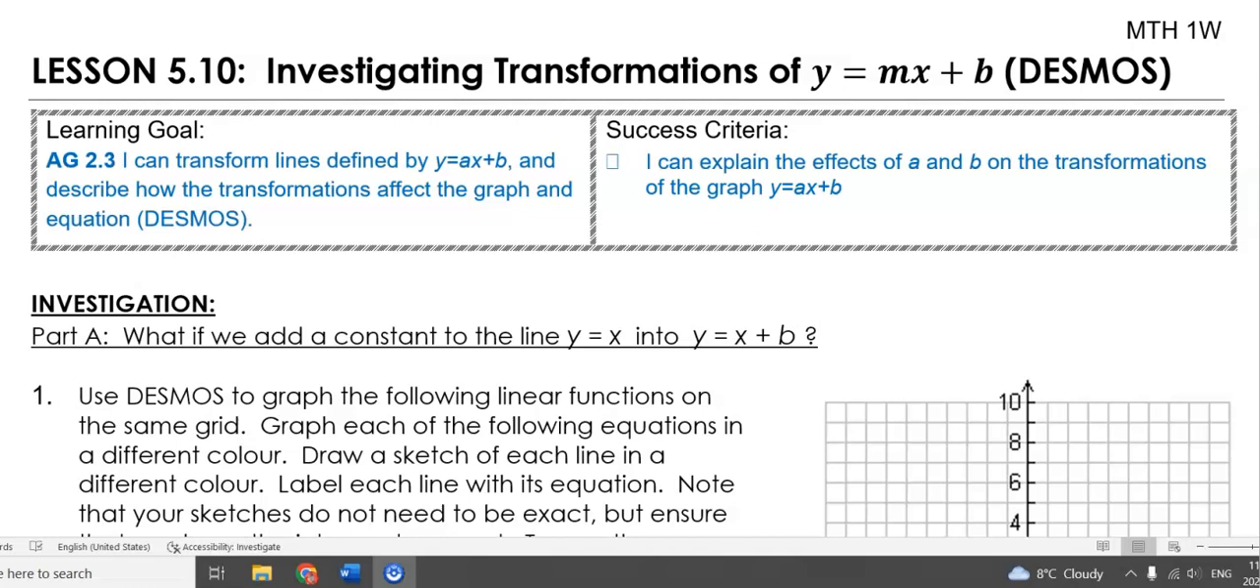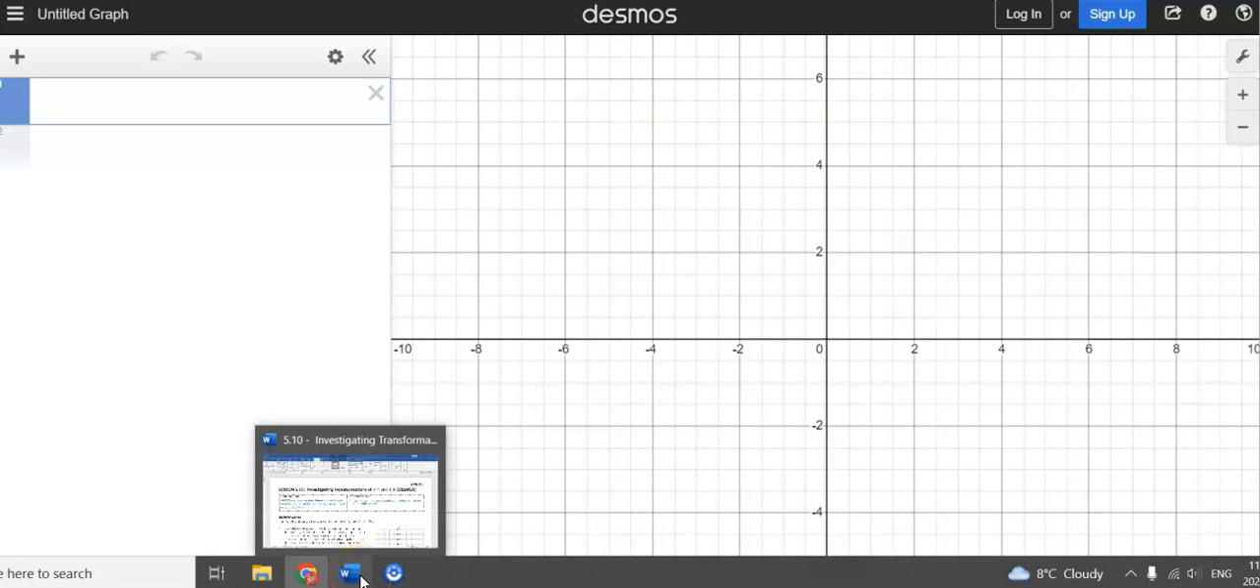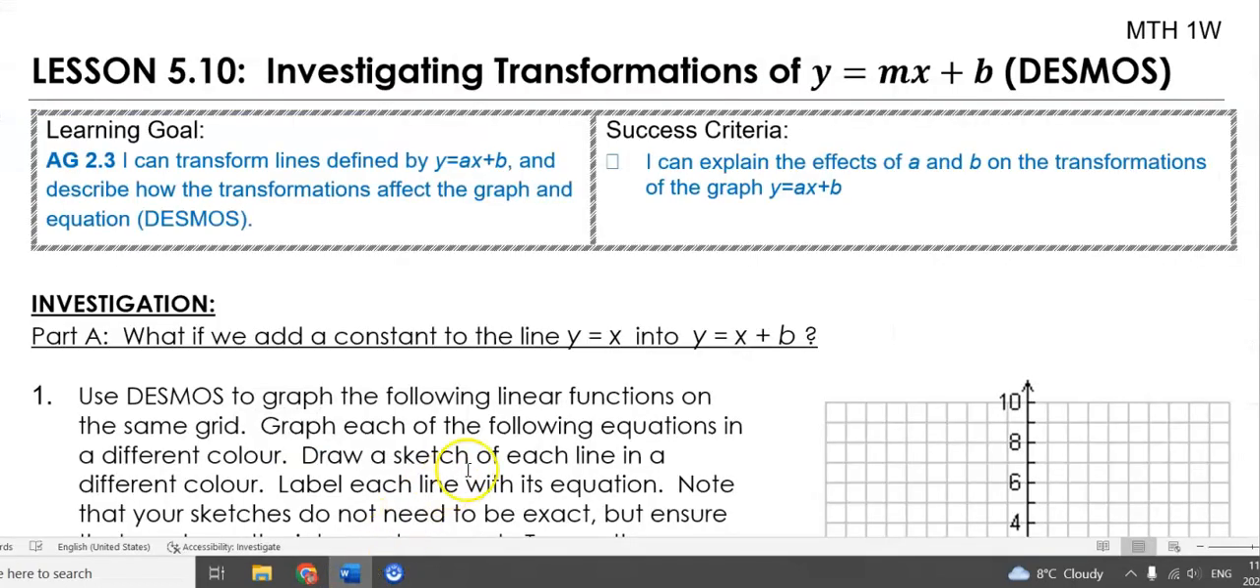So what you want to do is take out your device and Google DESMOS, or you can download the DESMOS app. Once you get to DESMOS, you can click on the graphing calculator portion, okay? It should look something like this. You're going to be using this to go through the investigation today.